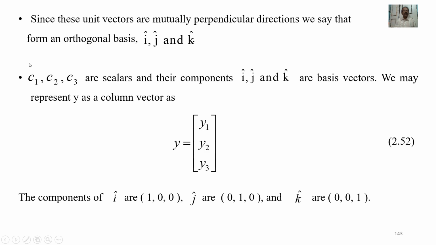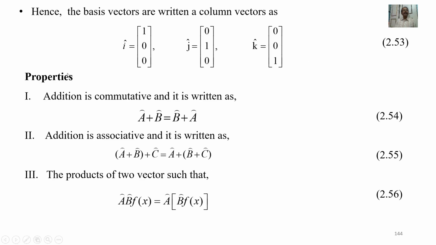c1, c2, c3 are scalars and i, j, and k are basis vectors. We may represent y as a column vector, y equals y1, y2, y3. The components of i will be 1, 0, 0, j will be 0, 1, 0, and k will be 0, 0, 1 in three dimensions. Hence the basis vectors are written as column vectors: i cap equals 1, 0, 0, j cap equals 0, 1, 0, and k cap equals 0, 0, 1.